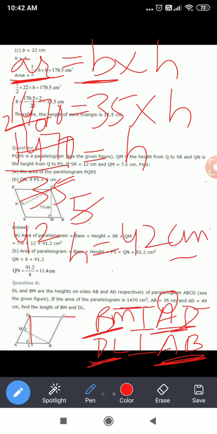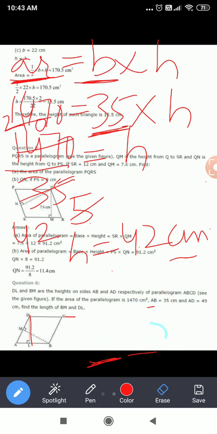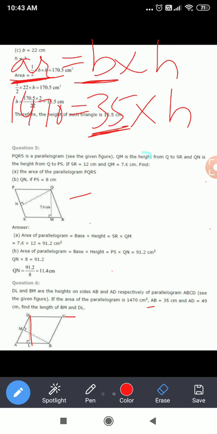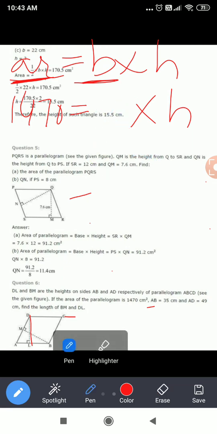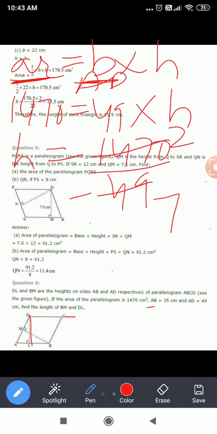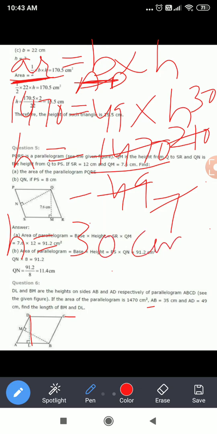For AB base, what is the height? For AB, DL is the height. So we have got DL from here. Now, BM we have to find, so we have to keep the base AD. AD is 49. Instead of 35, we will keep it 49 to get BM. So, for the second part, we will get it by putting here the base AD. AD will be the base, so AD is 49. So, H will be 1470 upon 49. 7 7s are 49. Again 210. 7 3s are 21 0. So, H will be 30 centimeter in this way.